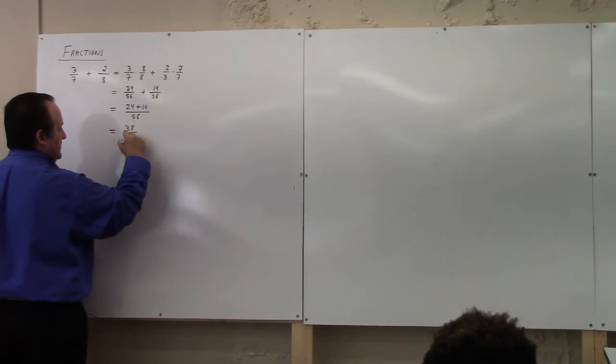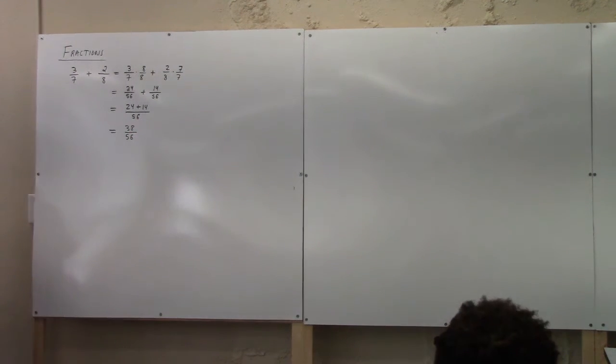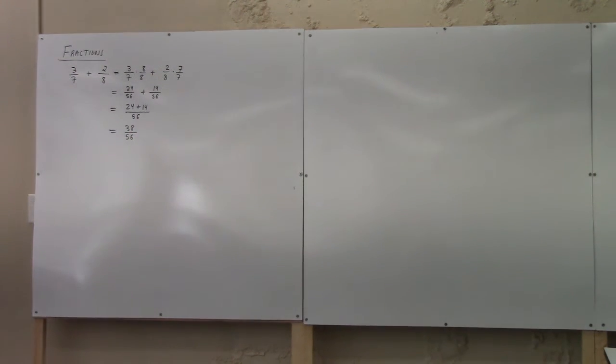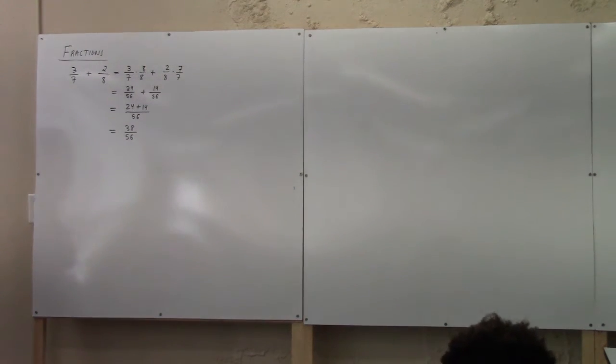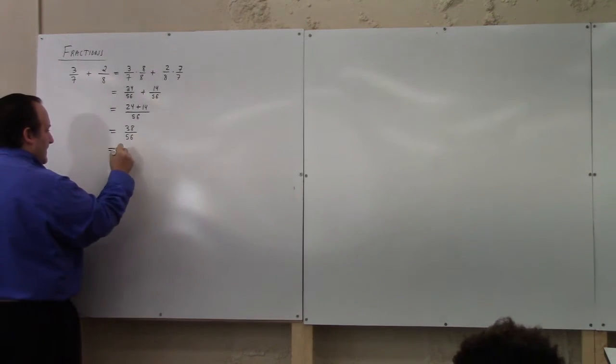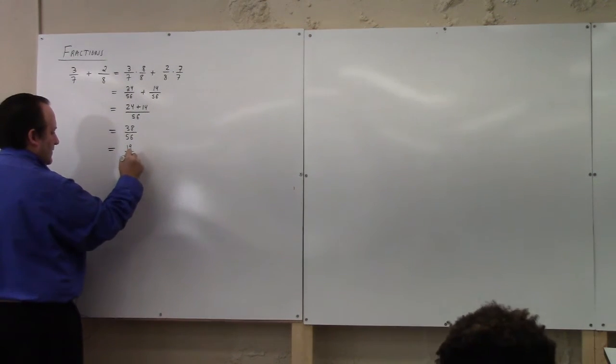38/56. Can we reduce that? They're both even, right? So we can divide the top by 2 and divide the bottom by 2. What do we got? 19/28, I think. There you go.